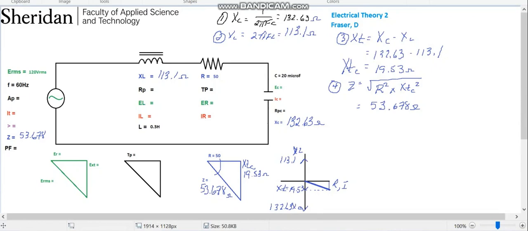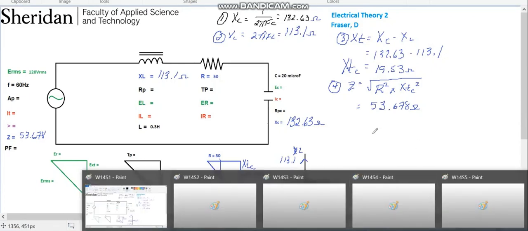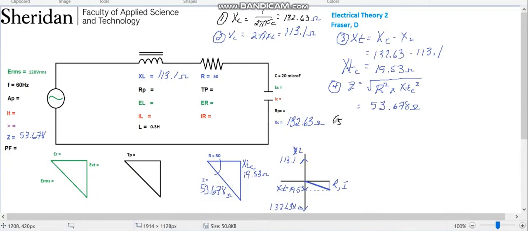We can find our power factor and our angle theta. Step number 5: we find our power factor, and out of our power factor, we can find our angle theta. Power factor is true power, or in this case we're using resistance, so R over Z. So 50 divided by 53.678. I get a power factor of 93%, which is pretty decent.